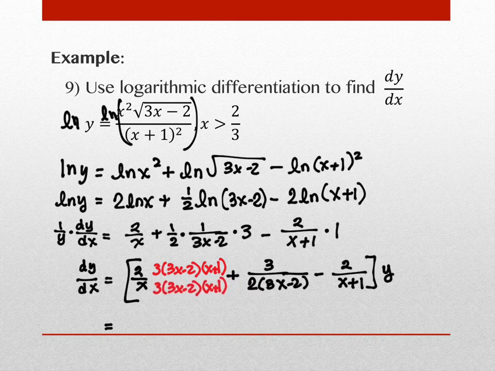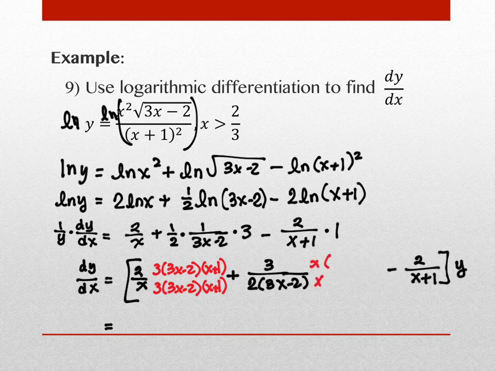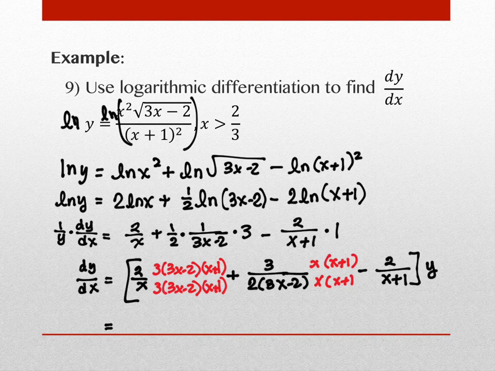Okay, there it is. The second fraction is missing the original x, and it's missing the x plus 1 from the end. And then the last expression is missing the x from the beginning, the 2 in the middle, and the 3x minus 2 in the middle. So x, 2, and 3x minus 2.